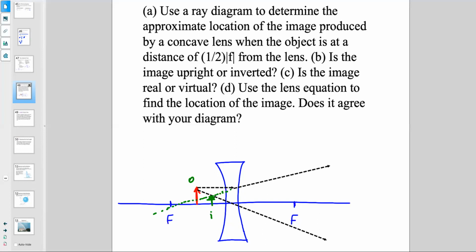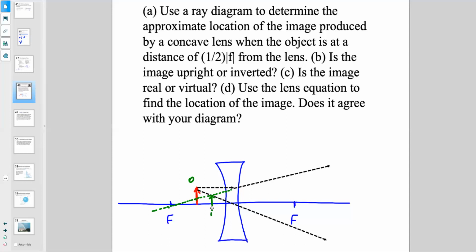Okay, maybe I can do a little bit better on drawing that. Let me try to do a little bit better. Okay, so let's take a look. I am just continuing what I had as this beam. I'm continuing on the other side. I'm continuing this one on the other side, and they will meet right there. So that's where the image is located.